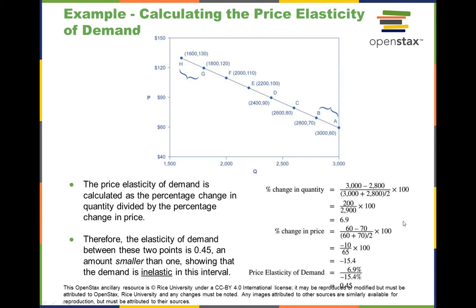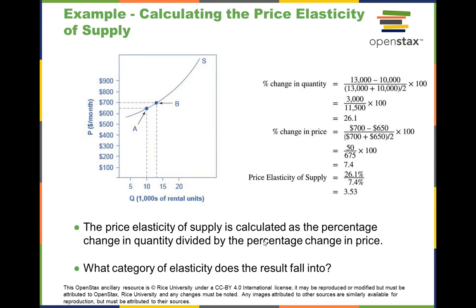So remember, we have Q over P. So that is the actual elasticity formula, 6.9 divided by 15.4. The elasticity of demand between these two points, the answer is 0.45, an amount smaller than 1, showing that demand is inelastic in this interval. And there is a little bit of steepness to this slope. If it was a little bit flatter, maybe that wouldn't be the case. And so we do have what is known as an inelastic product, because this number, 0.45, is less than 1.